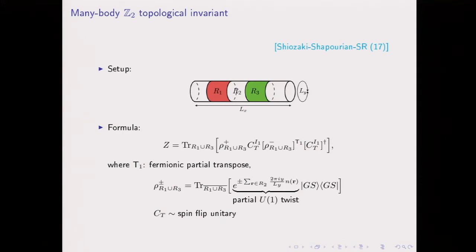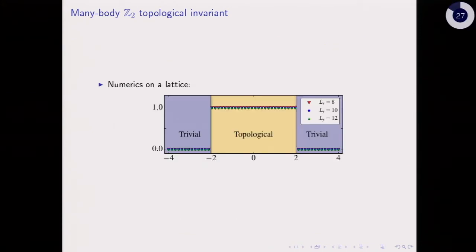But since charge U1 is also conserved, we also have to do something with this aspect. So we have to put a U1 phase twist when we define the density matrix, and then we take a partial transpose. So I would say it's very similar to the one-dimensional case. And we tested this topological invariant on a lattice model, and it shows a Z2 quantization. So this works as a topological invariant for topological insulators, and it's fully many-body. There's no reference to single-particle states at all.